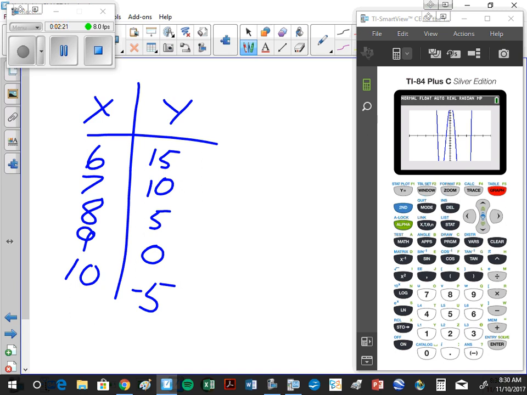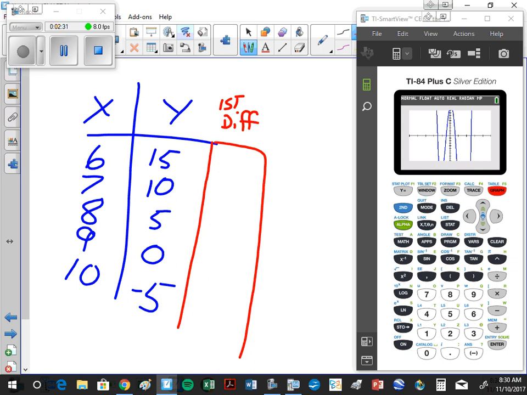Okay? So the way to tell if something is linear is we make a column over here. We call this column the first difference. And then we take 10 and subtract 15, and we get negative 5. 5 subtract 10, negative 5, negative 5, negative 5. If that column is made up of the same numbers, then it is linear.